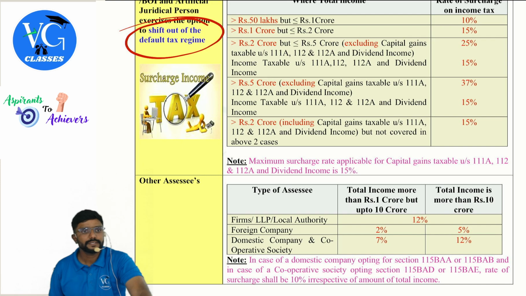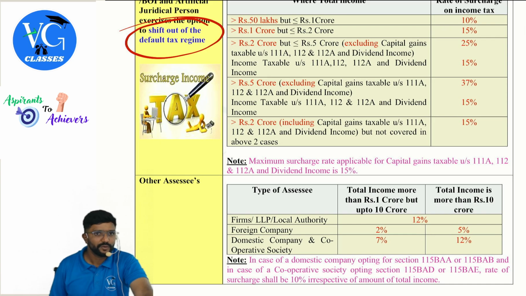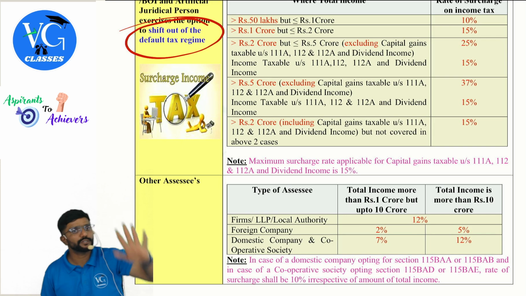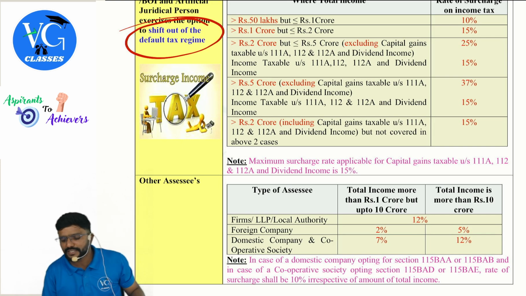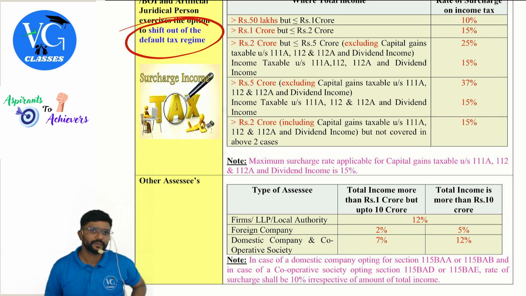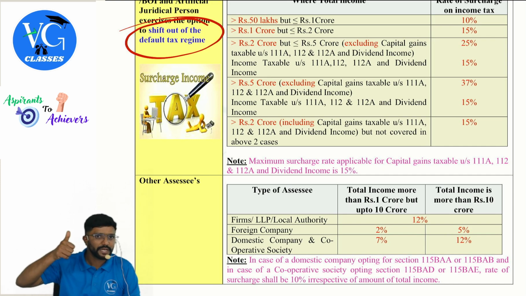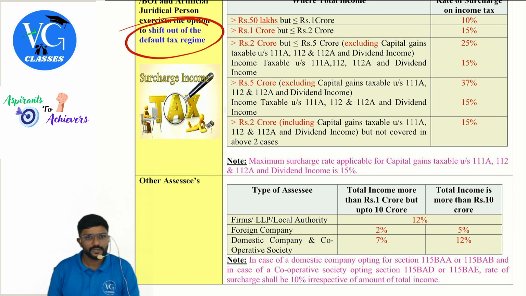Clear? Yes. Sir, my total income is more than 2 crore, but not excluding special incomes. Only if I include that special income, it is more than 2 crore. Then calculate the tax, gross tax. On the entire gross tax, the surcharge rate is 15%. Is that clear? Yes.